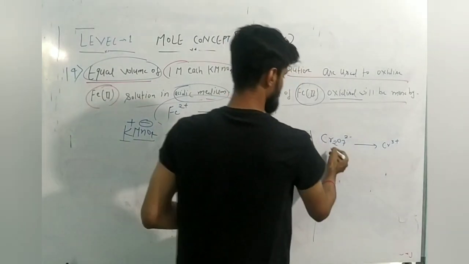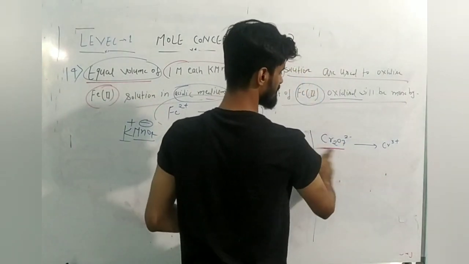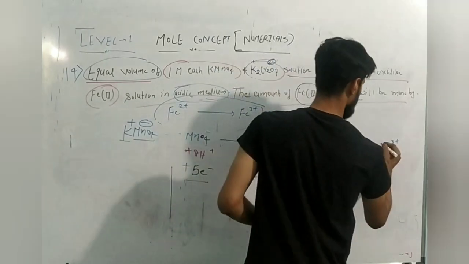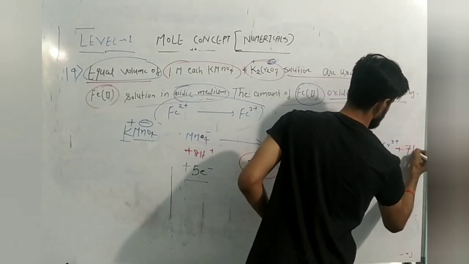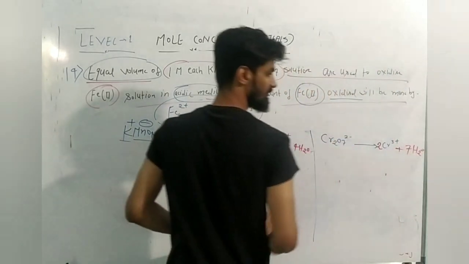Now here chromium is the main atom. There are 2 atoms of chromium on the left hand side, so you have to multiply it with 2 on the right. Now there are 7 oxygen atoms, so you have to multiply with 7 H2O. Now here 14 hydrogen is there.